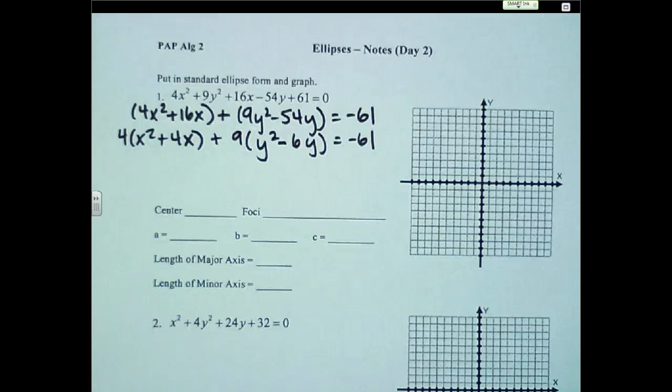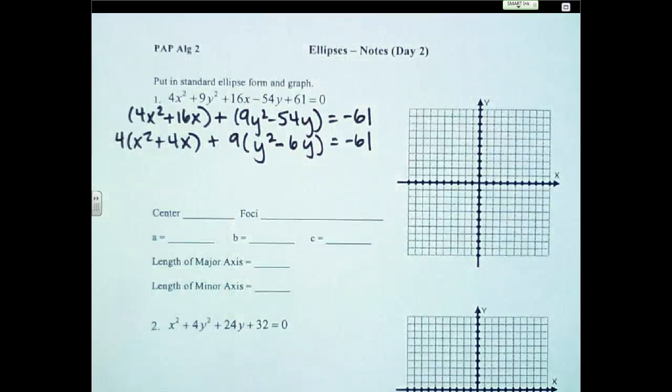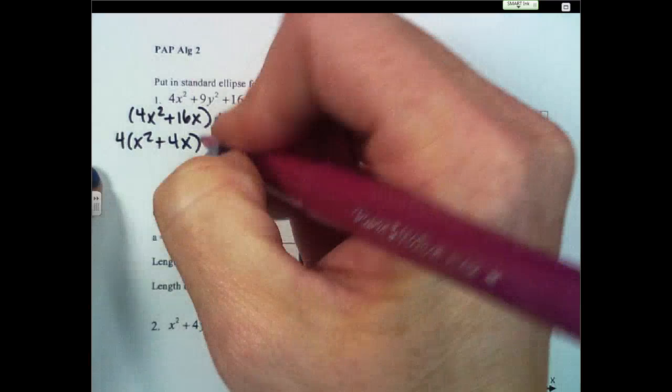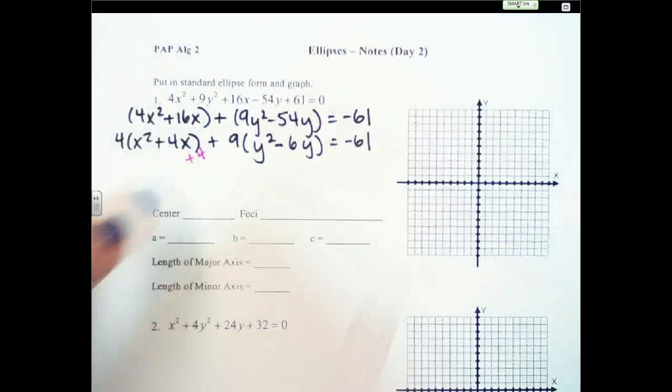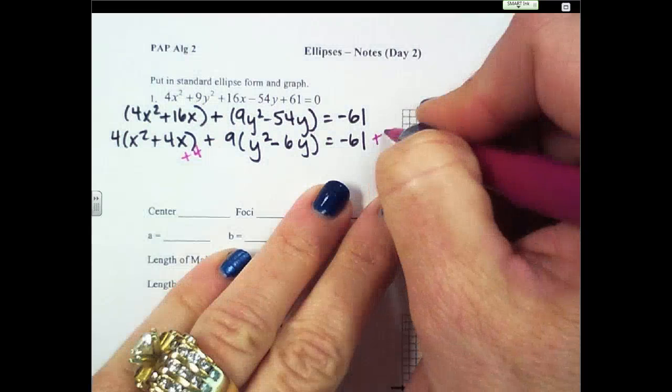Then you actually have to complete the square, which we've done a lot, so you're probably much better at it by now. But half of 4 is 2, and 2 squared is 4. So you're going to actually put a little plus 4 there. But if you're adding 4, how much are you really adding because of the 4 on this side? Right, 4 times 4 is 16. So technically you're adding 16.